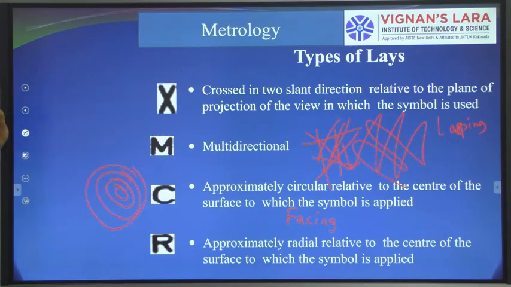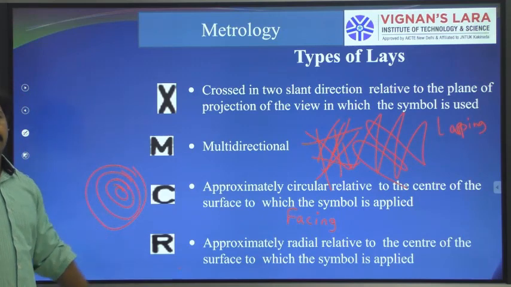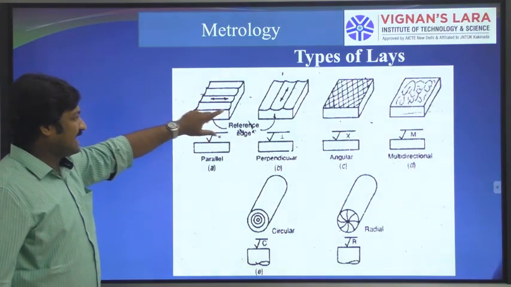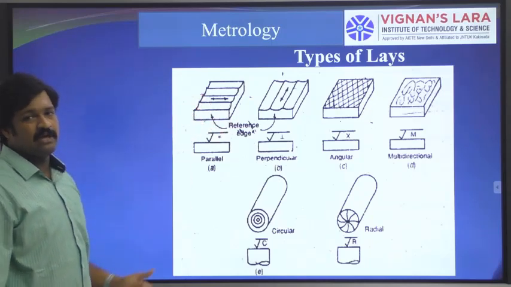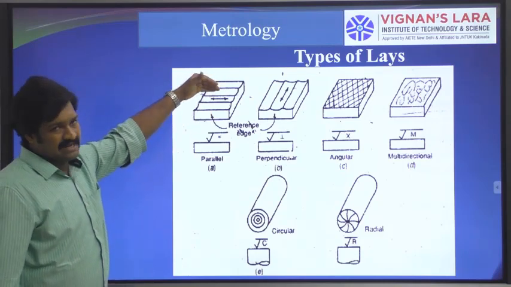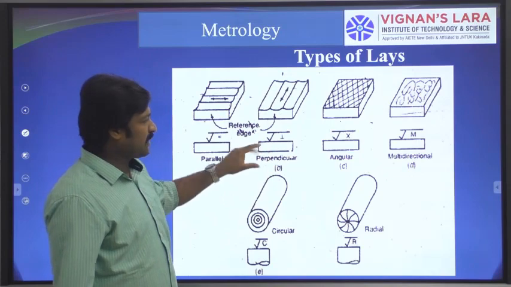Next, radius. These are approximately radial lines related to the center of the surface to which the symbol is applied. During the drilling process, we can observe this type of radial lay lines on the surface of the component. So these are the various lay lines. These are parallel lines and these are perpendicular lines. Parallel and perpendicular are both with respect to a plane surface. If with respect to a plane surface the lay lines are parallel, they are called parallel lay lines. If they are perpendicular, they are called perpendicular lay lines.